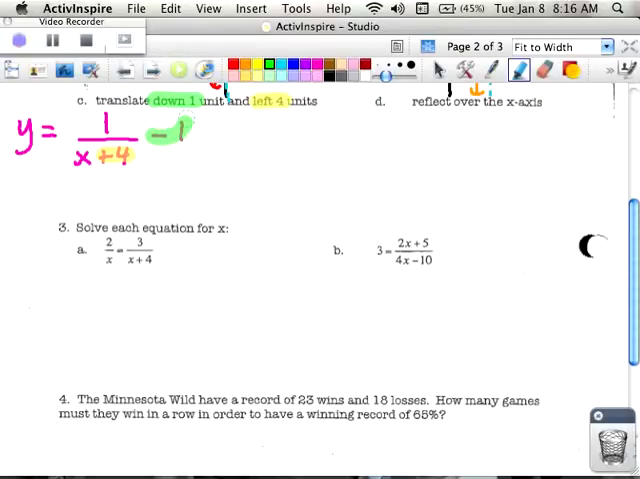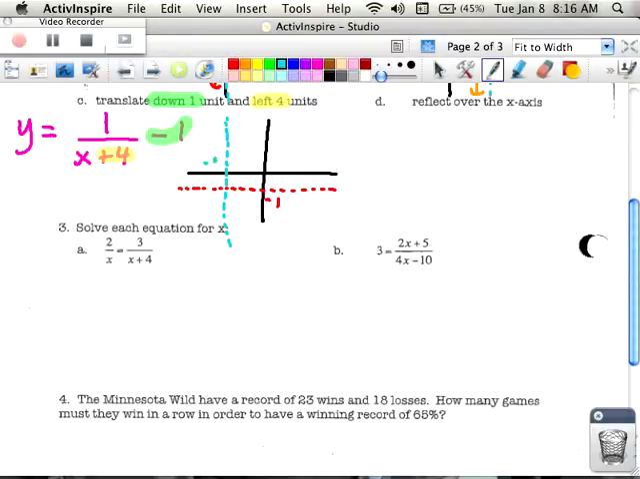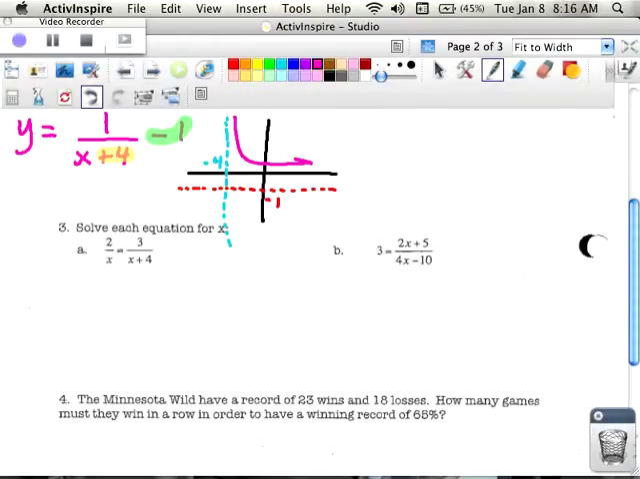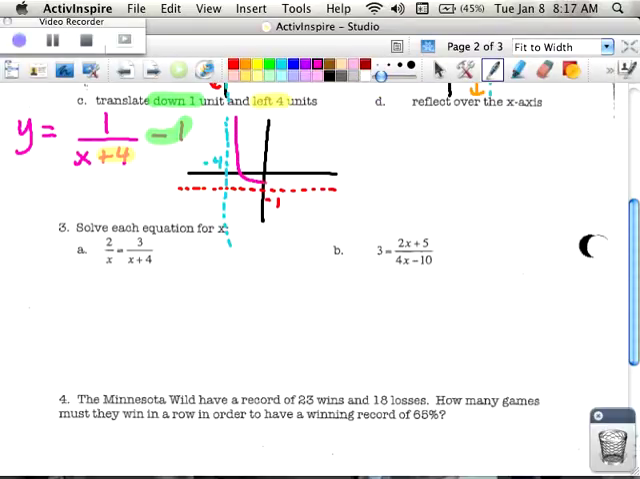And then if I graph that, I would take my down 1 unit to be right here. So this is at negative 1. And my left 4 units to be right here. So that's negative 4. And then when I graph this graph, I would see something that looks like this. Oh, no, I wouldn't. Sorry, my bad. Let's try that again. I would see something that looks like this.